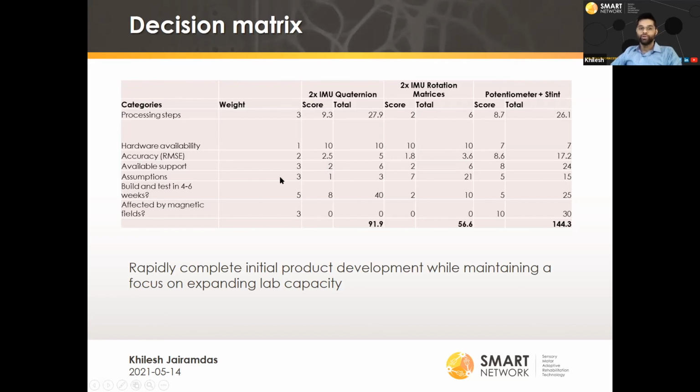Assumptions: it has that one really brutal coplanar assumption, and I'm sure out there somewhere there is a quaternion method that mitigates some of these limiting assumptions, but with this one it's a problem, so it scores only a 1 there. Probably pretty easy to do in 4 to 6 weeks, so high points there.